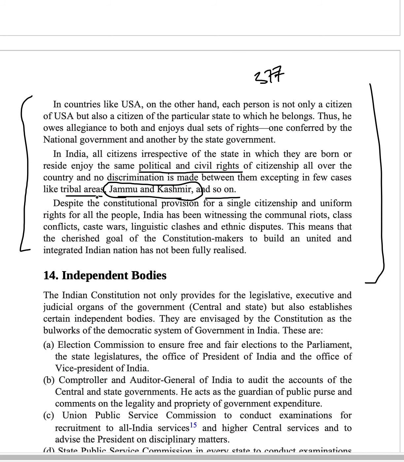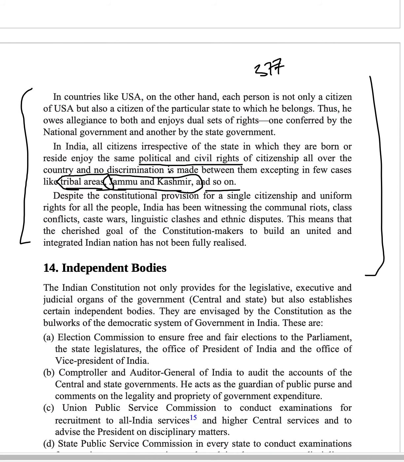But other than these two areas, tribal areas and Jammu and Kashmir, everywhere all the citizens enjoy the same political and civil rights. So let's say, for example, what are these political and civil rights? They have also been given in the whole of the constitution. There are so many rights, like the right to have marriage in any part of the country, the right to have trade, occupation, all those things. So there are so many articles regarding these. You will study them later.